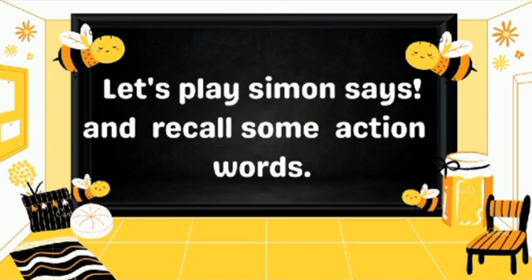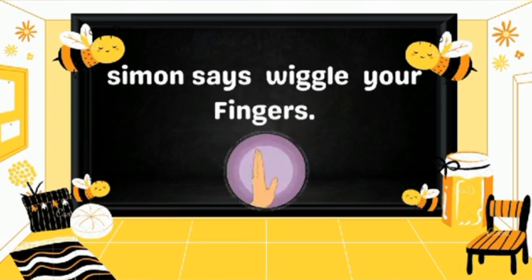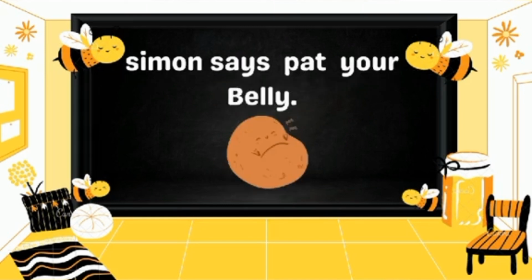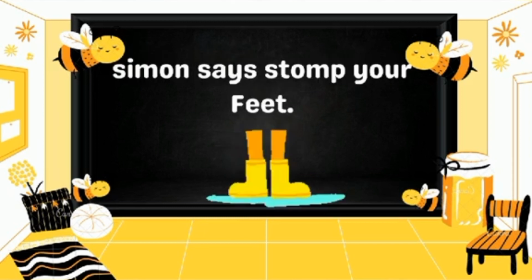Let's play Simon Says and recall some action words. Simon says clap your hands. Simon says wiggle your fingers. Simon says pat your belly. Simon says nod your head. Simon says stomp your feet.